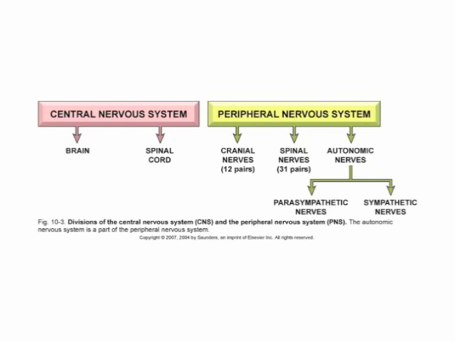This diagram demonstrates very well how the nervous system is broken up. The central nervous system, again, contains the brain and spinal cord, whereas the peripheral nervous system contains the cranial nerves, which are 12 pairs, the spinal nerves, which are 31 pairs, and the autonomic nerves, the parasympathetic and sympathetic nerves.